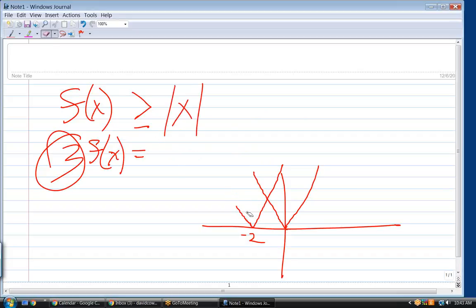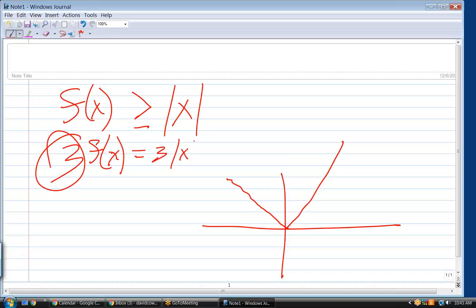If my original function, and you always come back to the original function, has slopes of 1 and -1, there's my original function. Well, if I had 3f of x, that's the same as 3 absolute value of x. Notice the 3 is outside the function. And that's a vertical stretch by a factor of 3. And the way to remember it is that point, instead of being this far away from the x-axis, has to be 3 times further. Has to be up here.